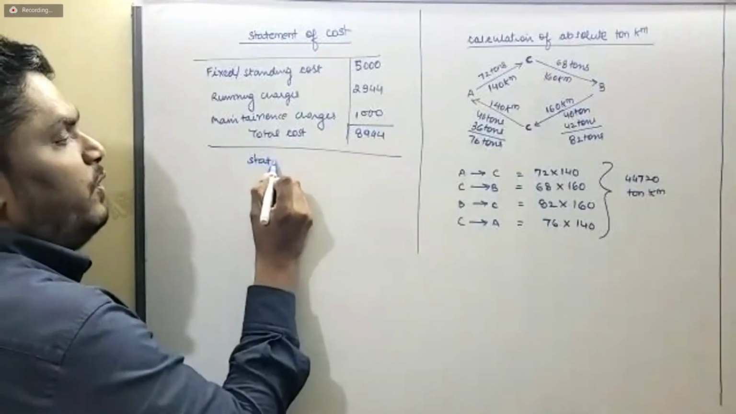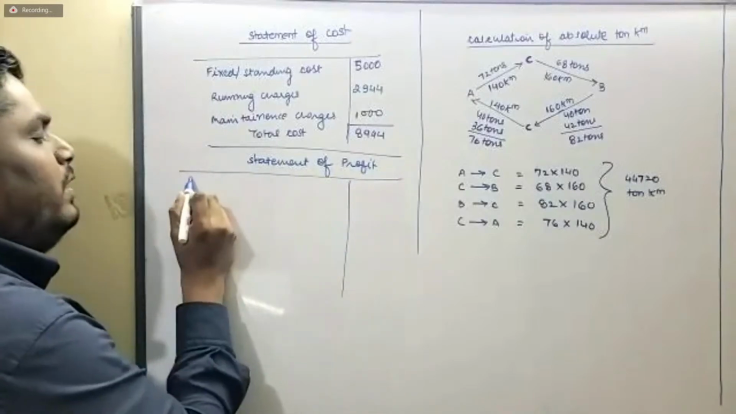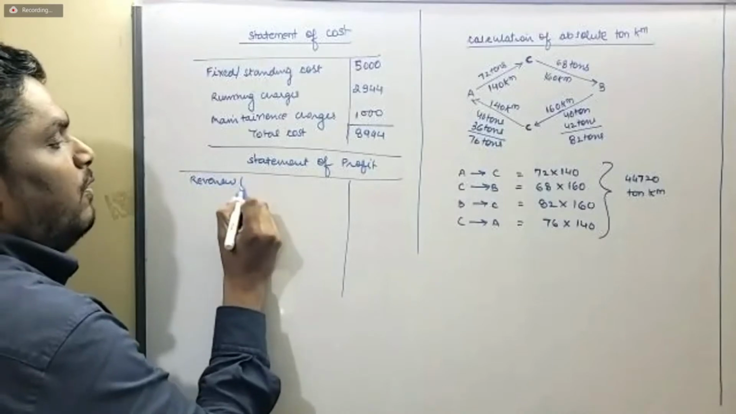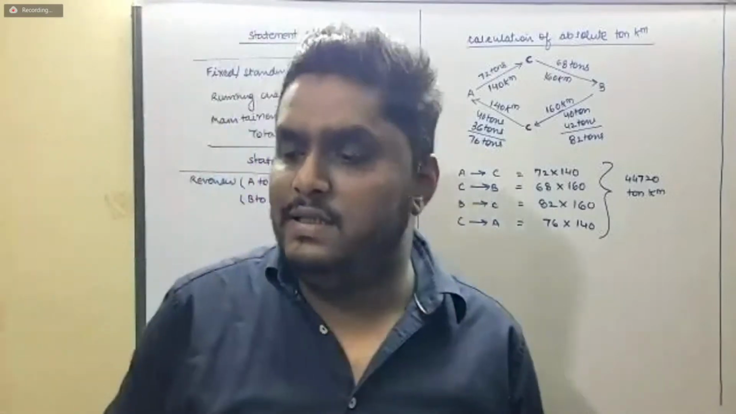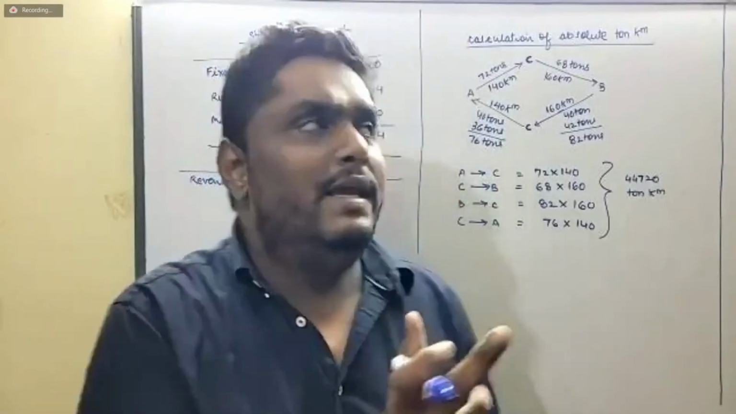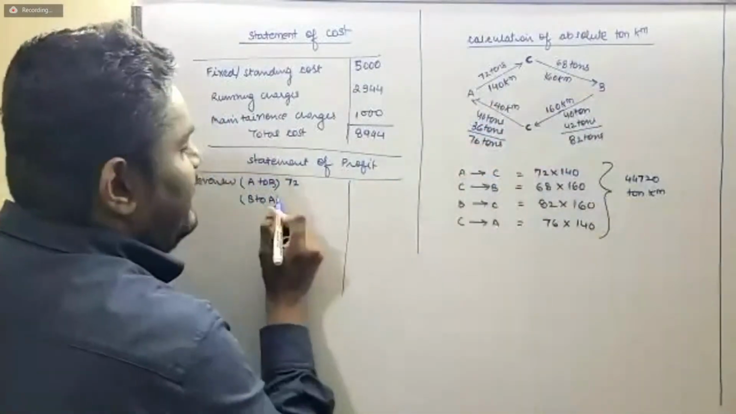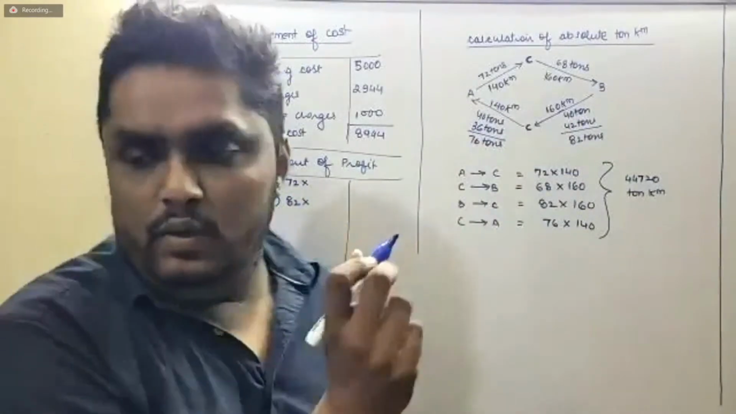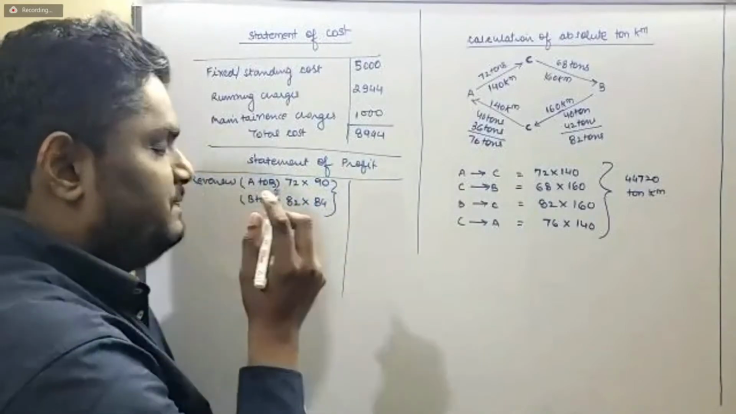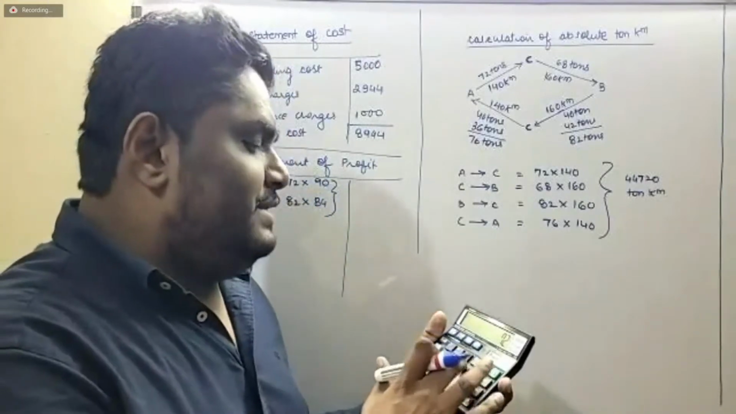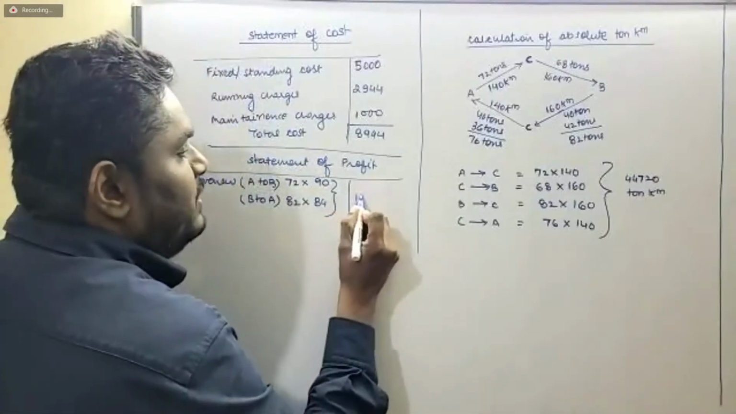When talking about the statement of profit, we will first calculate the revenue from A to B and from B to A. Since they are offering no concession if the goods are unloaded at city C, they will get revenue from A to B on 72 tons, and from B to A on 82 tons. In the onward journey the rate is 90, and in the return journey the rate is 84. So 72 tons at the rate of 90, and 82 tons at the rate of 84. So total revenue is 13,368.